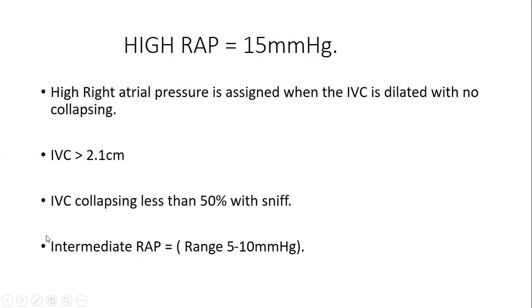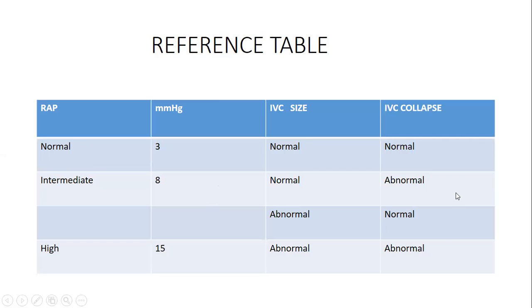Intermediate, I talked about the intermediate right atrium pressure. The range is from 5 to 10. This is also regarded as quite intermediate. I've already talked about the reference point. So this is considered normal pressure within the right atrium. This is considered the intermediate. This is considered high. And this is abnormal. The intermediate one is considered normal. And these are IVC collapsing. So the IVC will also give you those parameters.